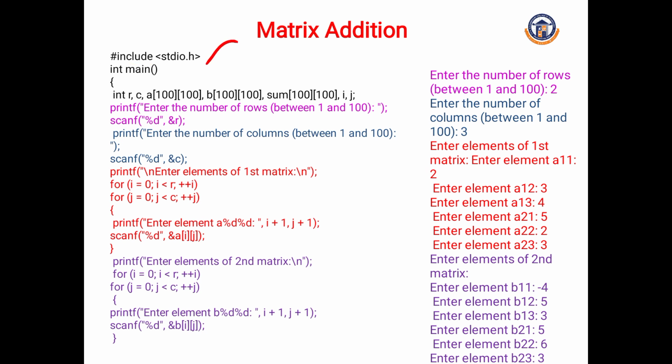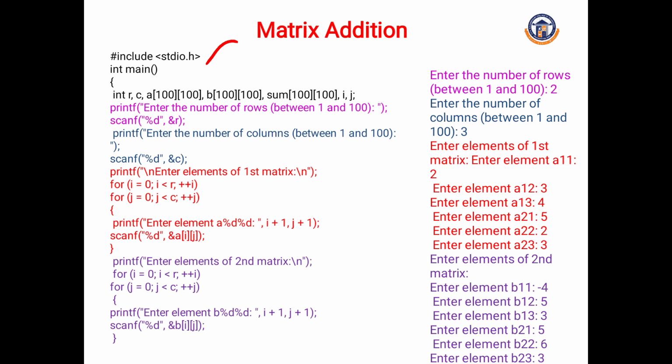Next, I am defining the number of rows and columns of the matrix. We know that in matrix addition, both matrices have the same number of rows and the same number of columns. So only R and C are needed, and I have the first element as A[100][100] and B[100][100].